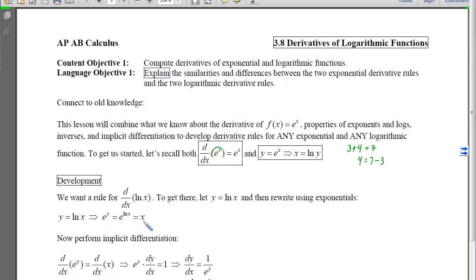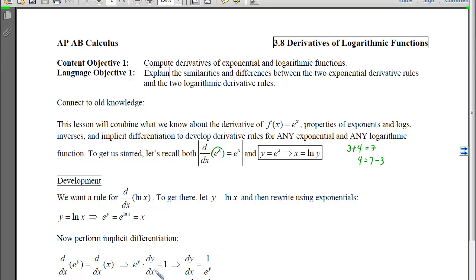Now what's nice about this is that I have a rule for taking the derivatives of e's. So if I differentiate both sides with respect to x of this equation, I will get the derivative of e to the y equals the derivative of x. Here on the left, I hit the e first and leave it alone, and then I hit the power, whose derivative is just dy dx. On the other side, the derivative of x is a 1.